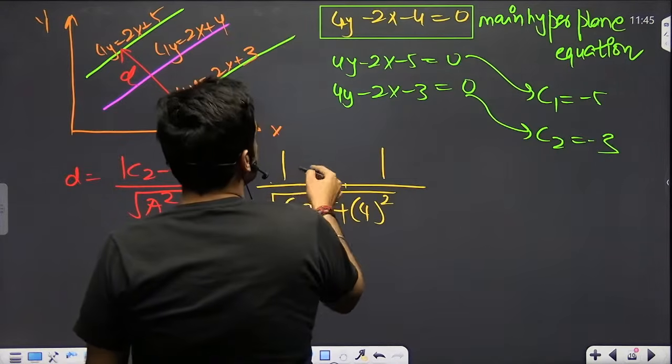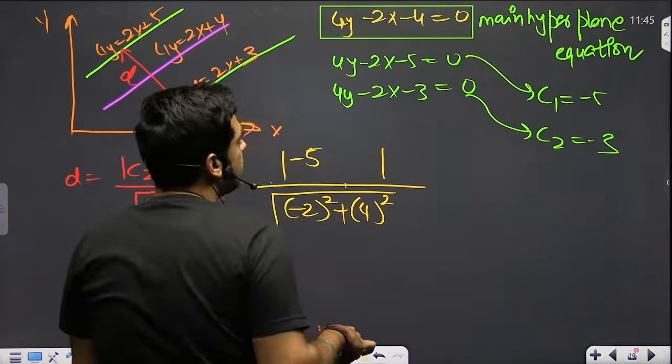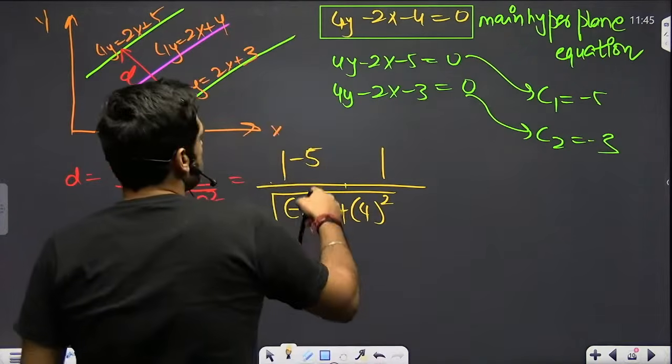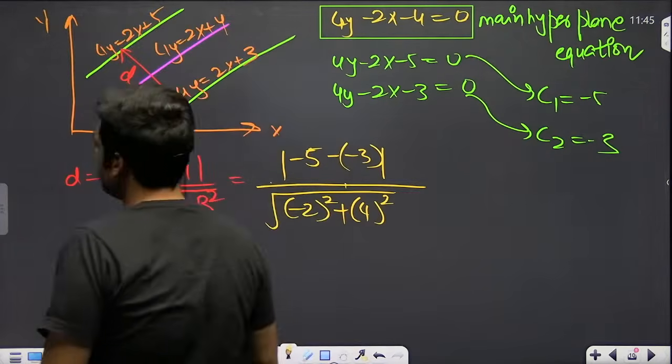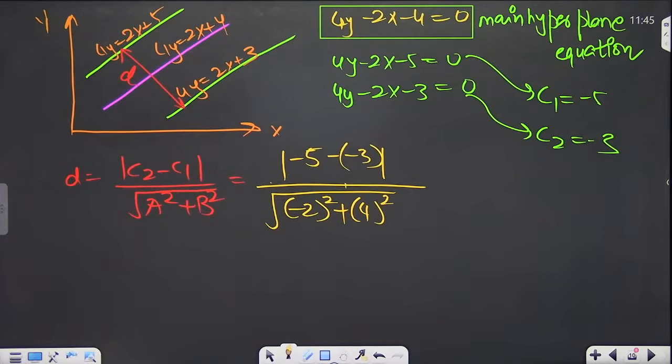So C2 minus C1, this is how you have to write. C2 minus, and minus of 3. So this is how we have to write it. This is the correct one.